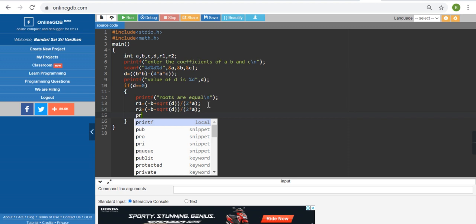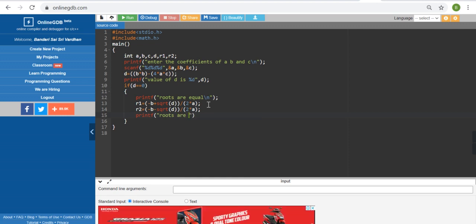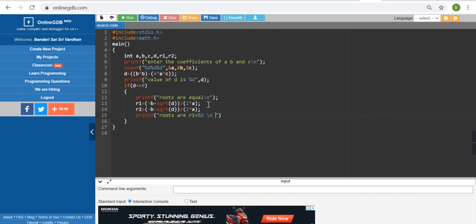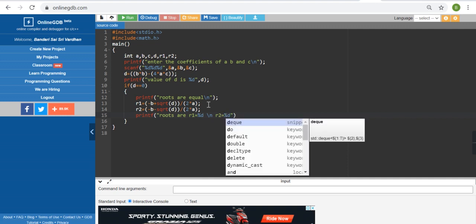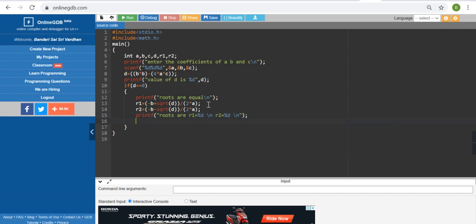Printf roots are r1 is equal to %d/n, r2 is equal to %d/n, right. Now this condition has been completed, it will check the roots.